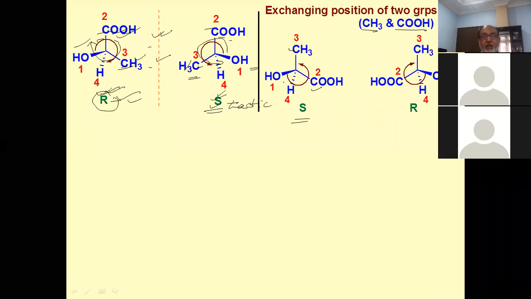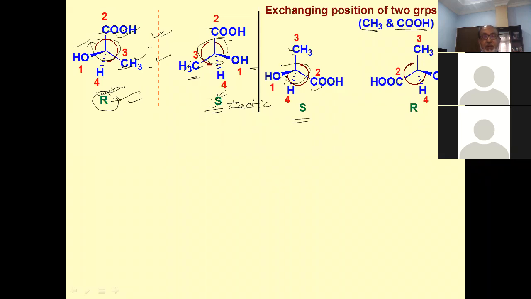Just see, 1, 2, 3. It is anti-clockwise direction. So it has become S. And this was S, CH3 and COH just exchange, it has become R.